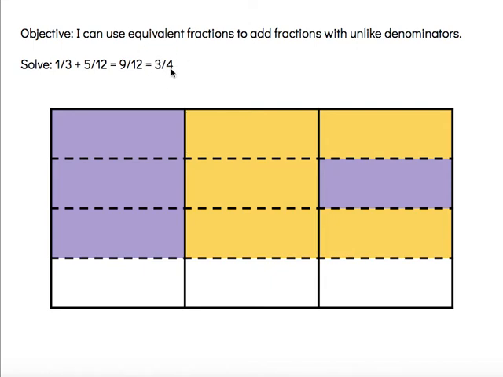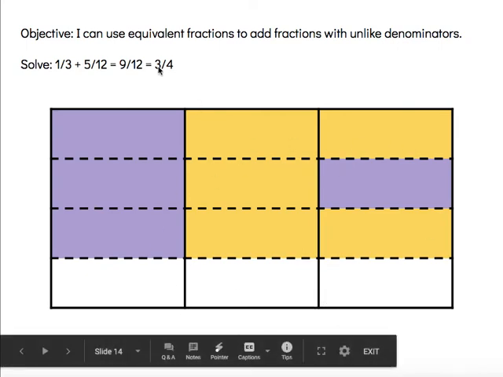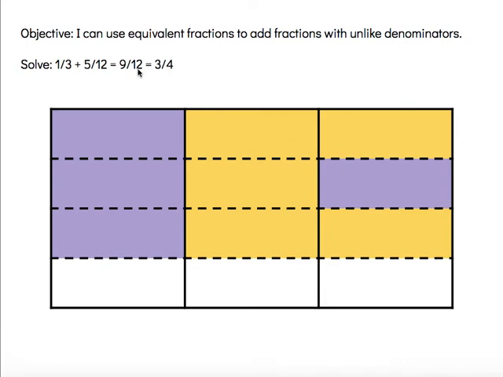So if I wanted to change 3/4 to something measured out of 12ths, it would be 9/12. Notice that when I do that, all I'm doing when I change the size of the pieces is I triple the number that I have shaded and I triple the number that I have as my total. So 3 times 3 is 9, 4 times 3 is 12.